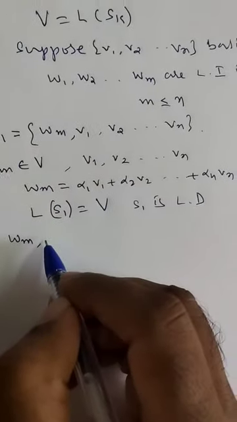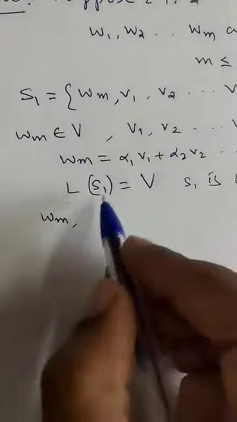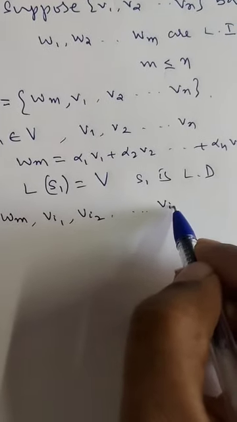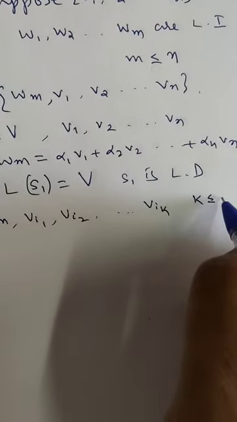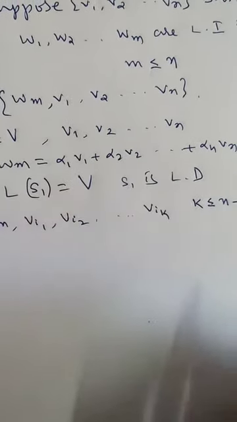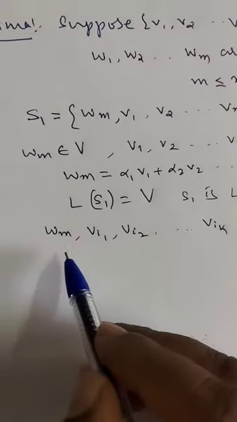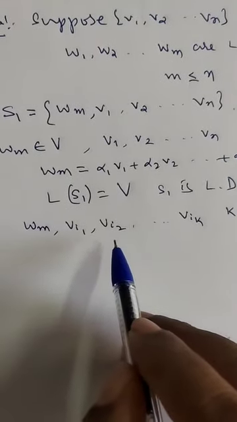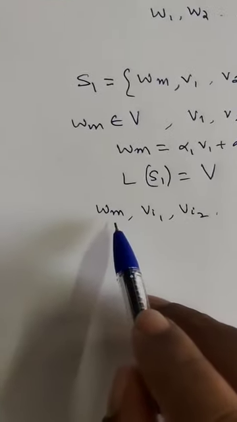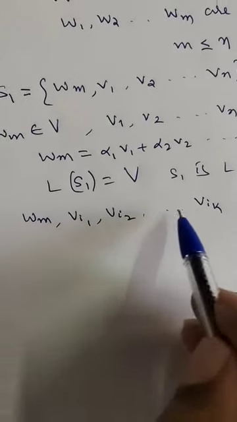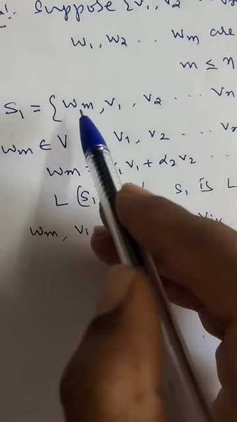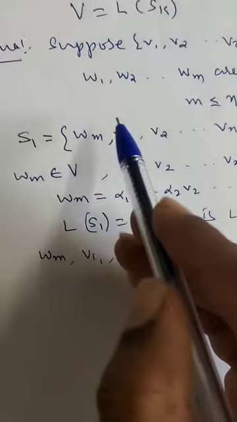I will rename the new set of vectors as wm, vi1, vi2, etc., vik, where the maximum value of k is n minus 1, because I removed one vector out of the total n vectors. So we have this process called the trading off process. Trading off means we have traded off the element wm for one of the elements in v1, v2, etc., vn.